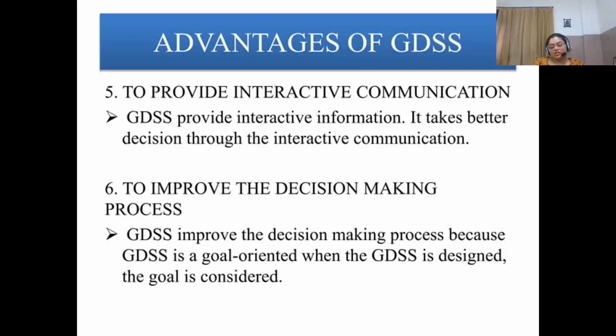Fifth, to provide interactive communication. As I told you earlier, it consists of a group of decision makers, and that's why it provides interactive information. It takes better decisions through the interactive communication. As we all know, a decision network is required, a decision room is required, that helps them to make interactive communication between the group of decision makers.